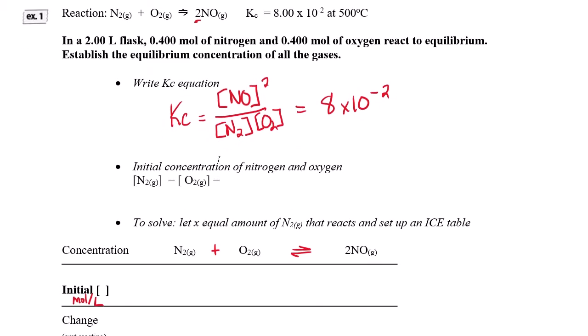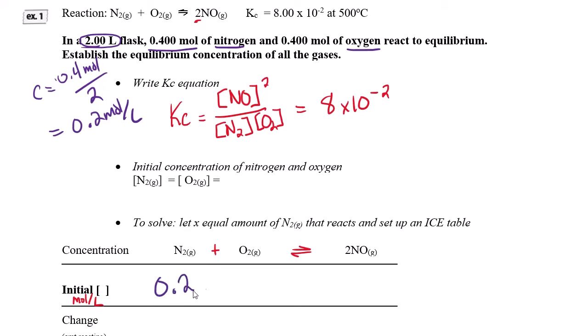I know I've got a 2-liter flask with 0.4 moles of nitrogen and 0.4 moles of oxygen in it. Now I have to be careful because this is another one where I'm being given the amount, but it's not a 1-liter flask. So to find the concentration, I need to take my 0.4 moles in my 2-liter flask. Well, that gives me 0.2 moles per liter. And that's going to be true for my nitrogen and for my oxygen here. So my initial concentration is 0.2 moles per liter. And I'm assuming I'm starting with no product because if we had some product to start, we would have told you about it.